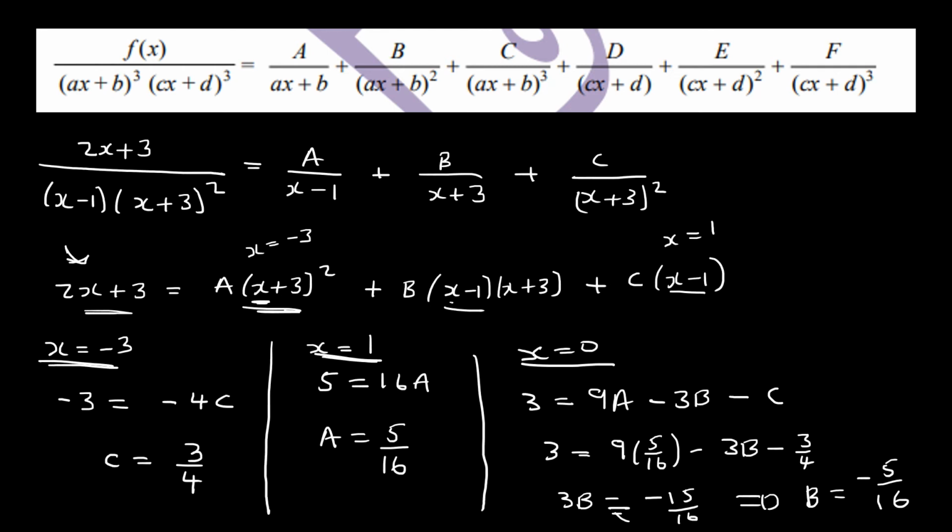That's my A, B, and C. So we have 5 over 16, minus 5 over 16, and 3 over 4. Okay, so I hope we can still remember them. So let me write them on the next page. 5 over 16, 3 over 4.